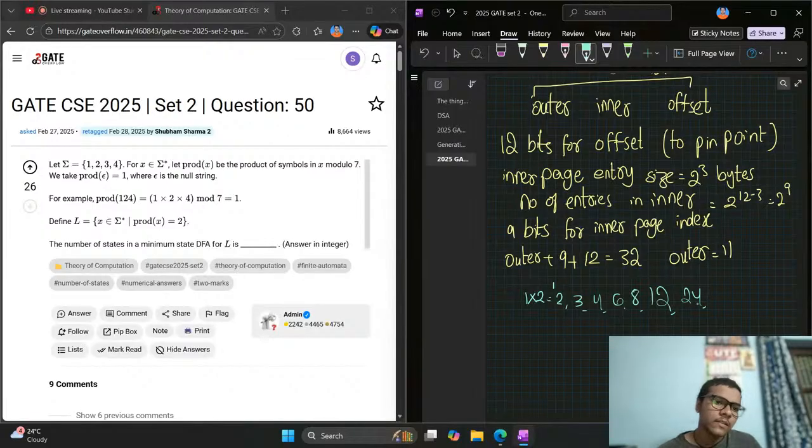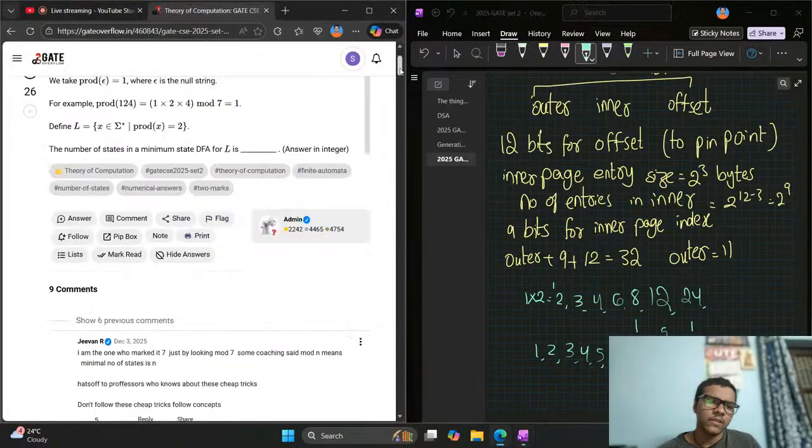So what are the states? This is 1, 2, 3, 4, and 6. 8 mod 7 is 1 again, and 12 mod 7 is 5, and 24 mod 7 is 3. So 1, 2, 3, 4, 5, and 6. You have all numbers. So you need 6 states.